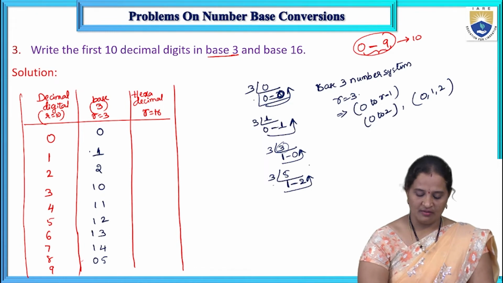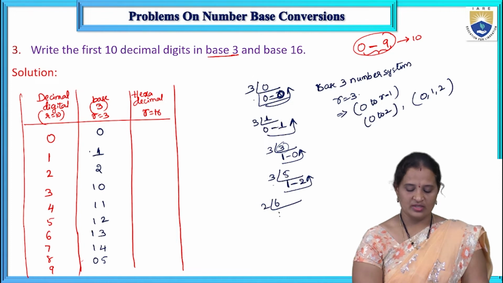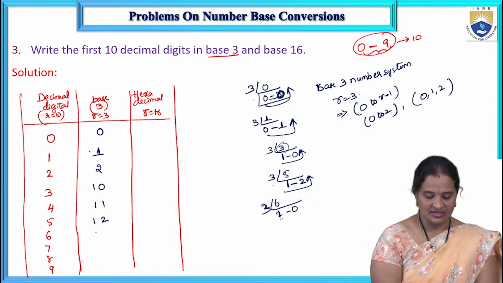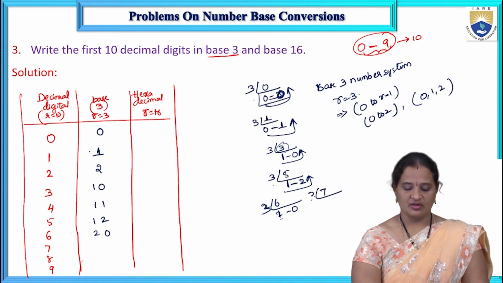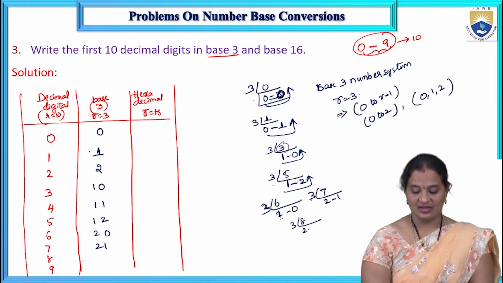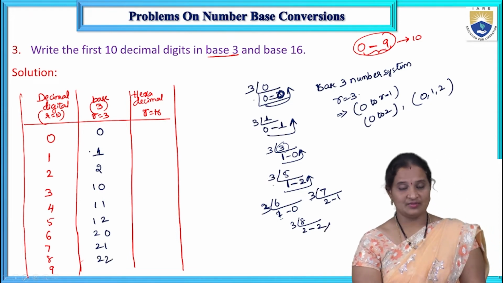Just a second, not this one. So 6, how can I write this one? 3 twos are 6, and the remainder is 0. So 6 in base 3 can be represented as 2, 0. Now 7: 3 twos are 6, and the remainder is 1, so 2, 1. Okay, next 8. 3 twos are 6, and 8 minus 6 is 2. So I can write 2, 2. That is the decimal digit 8 in the base 3 number system as 2, 2.